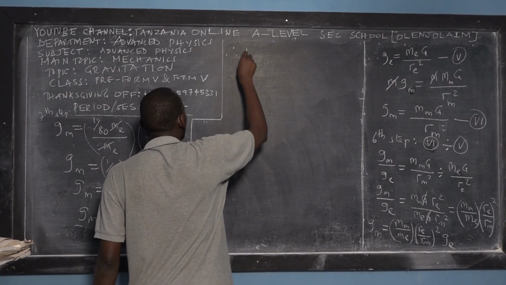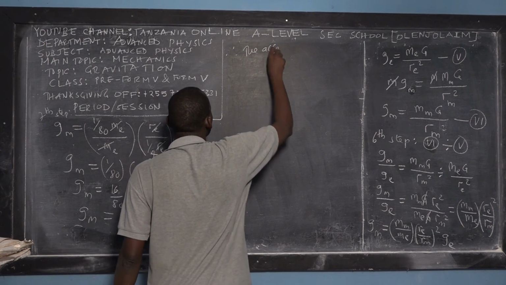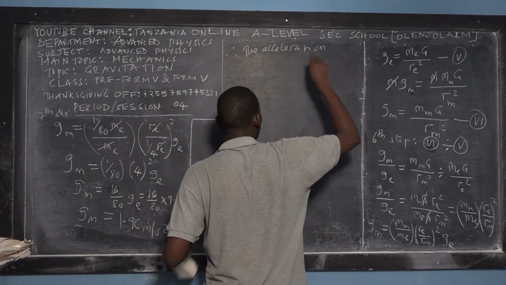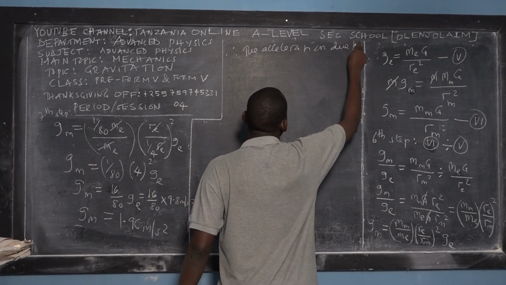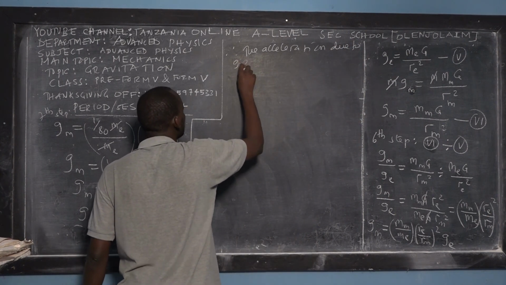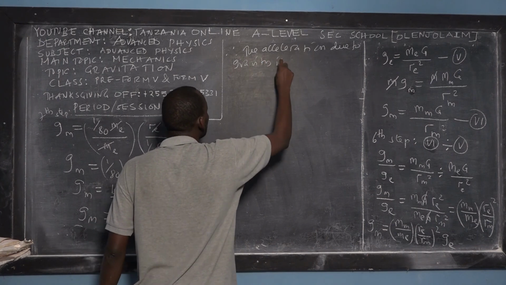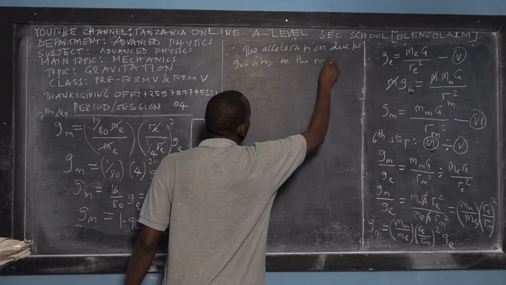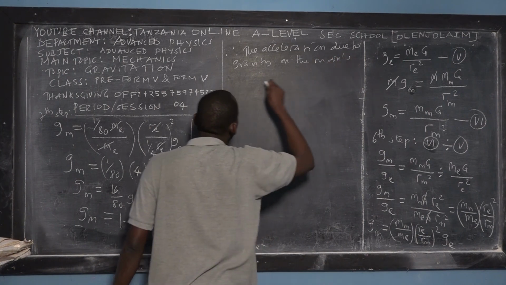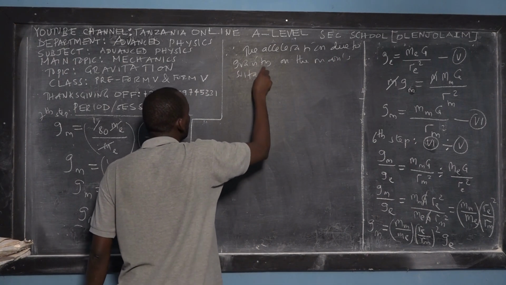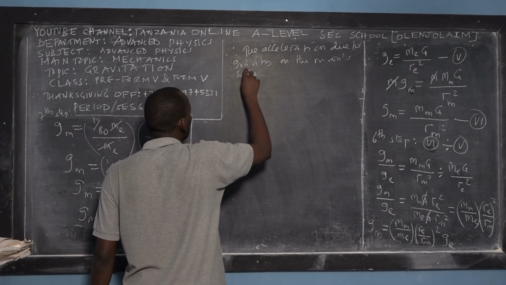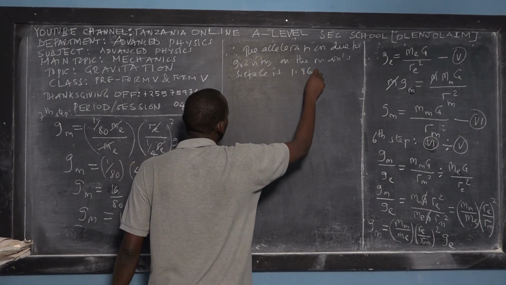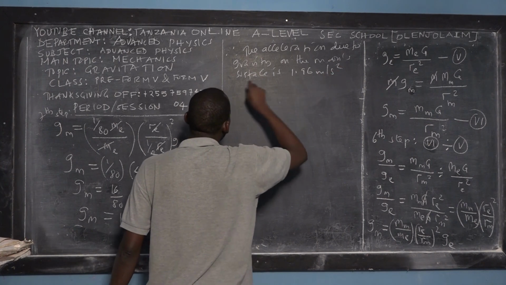So therefore we say that the acceleration due to gravity on the moon surface is 1.96 meters per second squared.